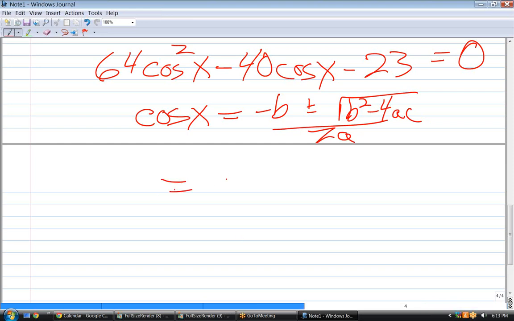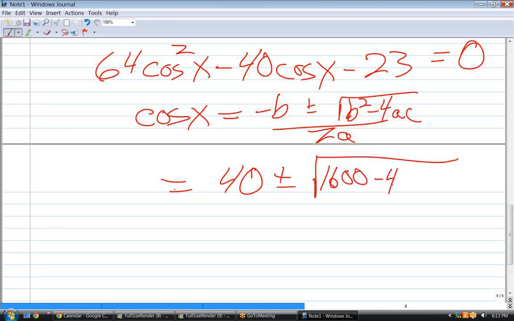So what is that? 40 plus or minus the square root of negative 40 squared, which would be 1,600, minus 4 times 64 times negative 23. You have a calculator handy? Yes, I do.